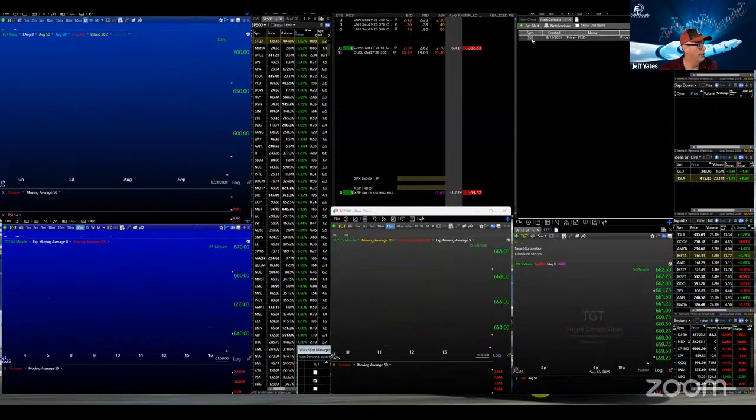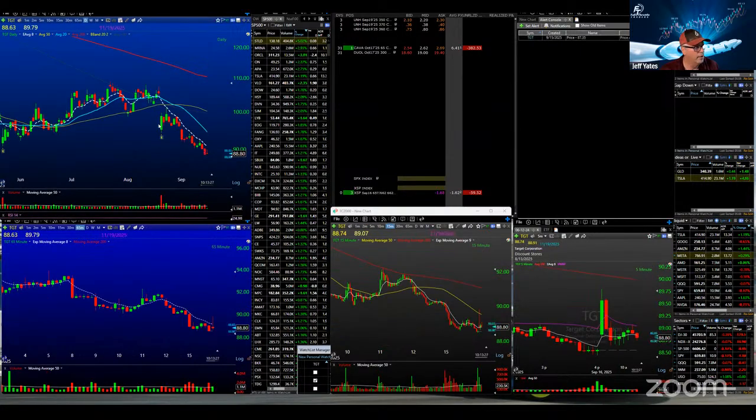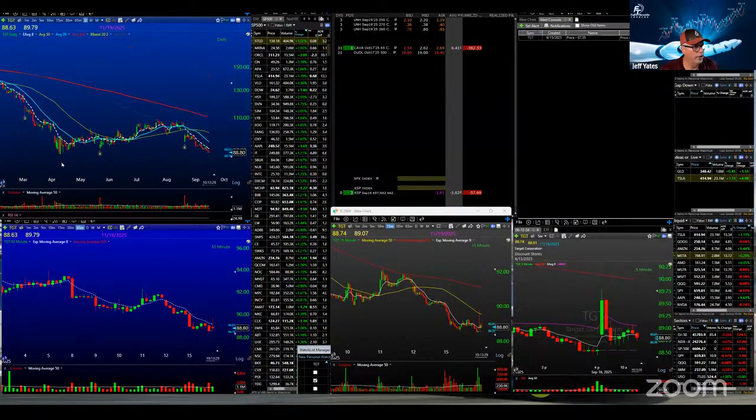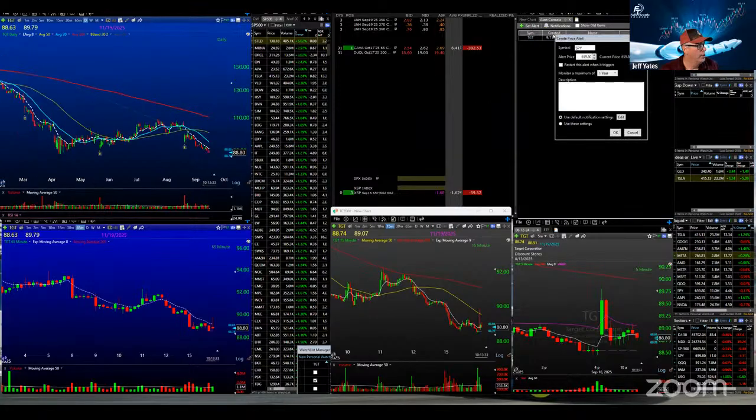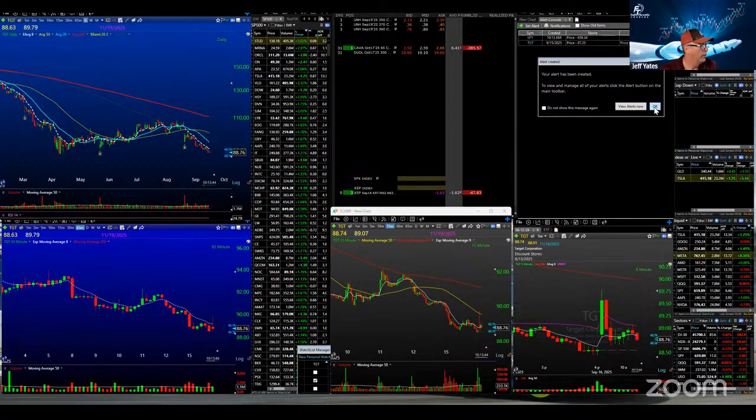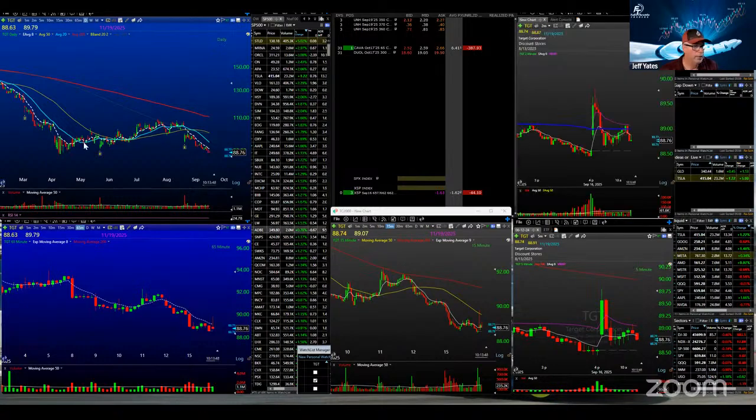You want to see what Target's doing? Never triggered, but Target's getting down to these lows here. That's why I put it on this list today to watch. SPY is 659.34. We want to be alerted if we touch that area.